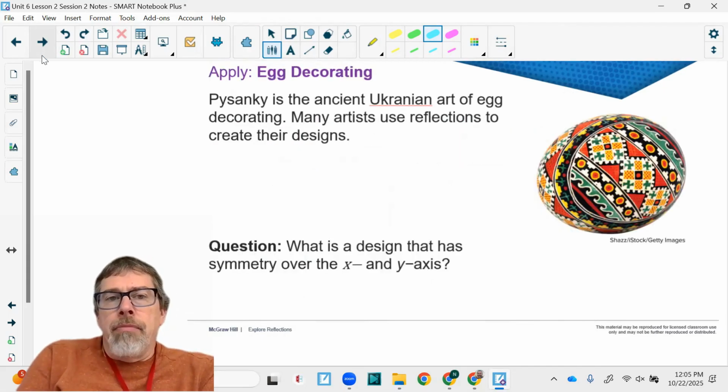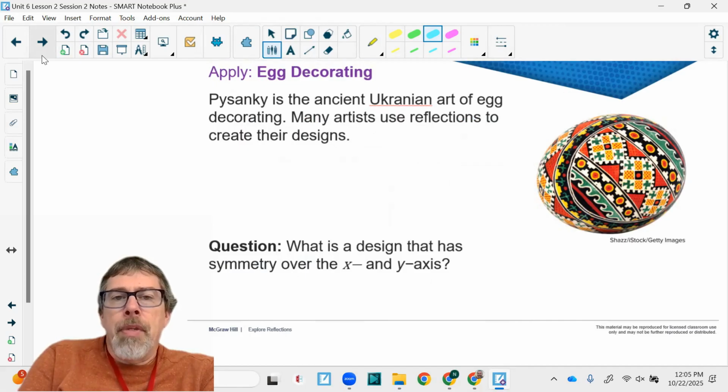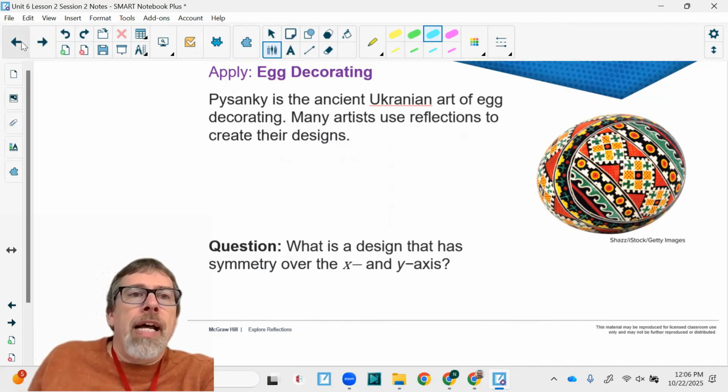Egg decorating. Pysanky is the ancient Ukrainian art of egg decorating. Many artists use reflections to create their designs. What is a design that has symmetry over the x and y axis? I'm going to leave that open for class discussion.